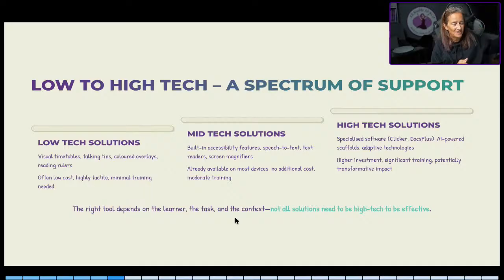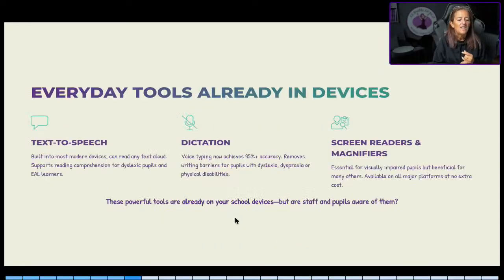We've got the talking tins. We've got the widget visual timetables. We've also got our high-tech things, which might be more appropriate at a different point in time, for a different student, for a different context, whatever. Those everyday tools that we've already got in devices then. So text-to-speech is built into most devices, mobile phones included. Most of them can read a text aloud for you. And it really does support our EAL pupils and our dyslexic pupils and any pupil with working memory difficulties. And let's face it, a few adults as well.